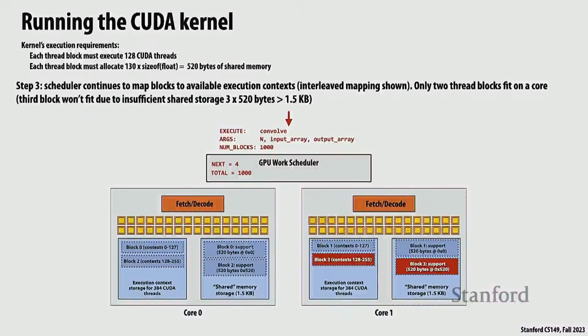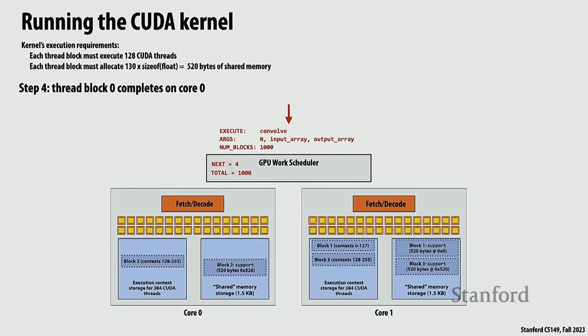And now the 5th thread block cannot be scheduled right now. I do not have the resources. Why not? I actually have the execution context, but I didn't have the shared memory. In this example, I only had 1.5K of shared memory. So NVIDIA is not going to schedule things that it knows it can't fit. So we'll just wait. And at some point, one of those thread blocks finishes.